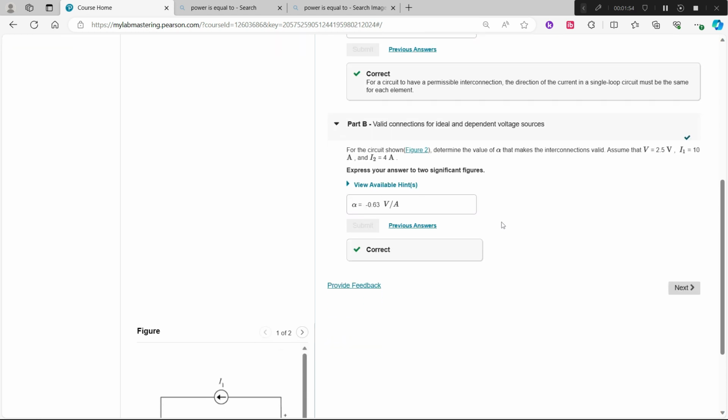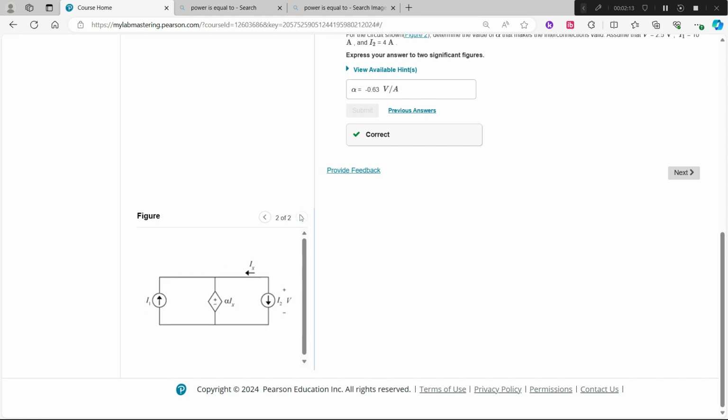Okay, that's for the next problem. With the circuit shown in figure 2, determine the value of alpha. Let's draw figure 2. Alright, so we have current here, current here, current sources in the middle, a battery in the middle, which is equal to alpha.